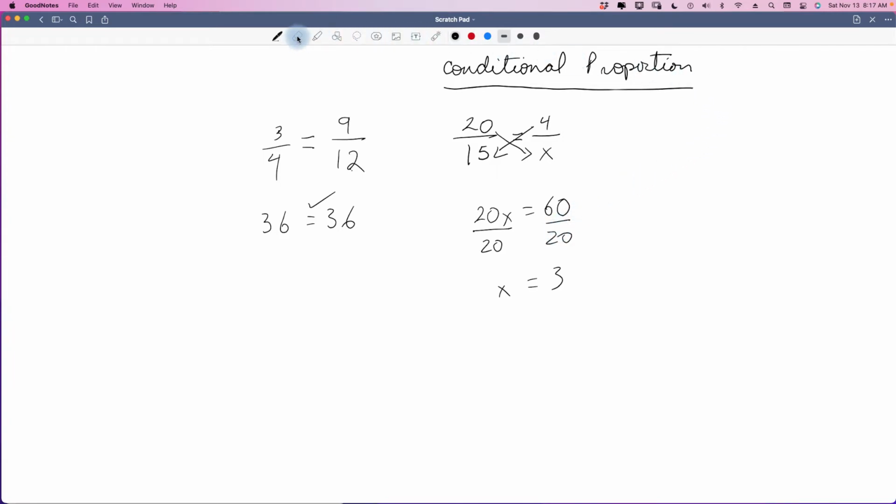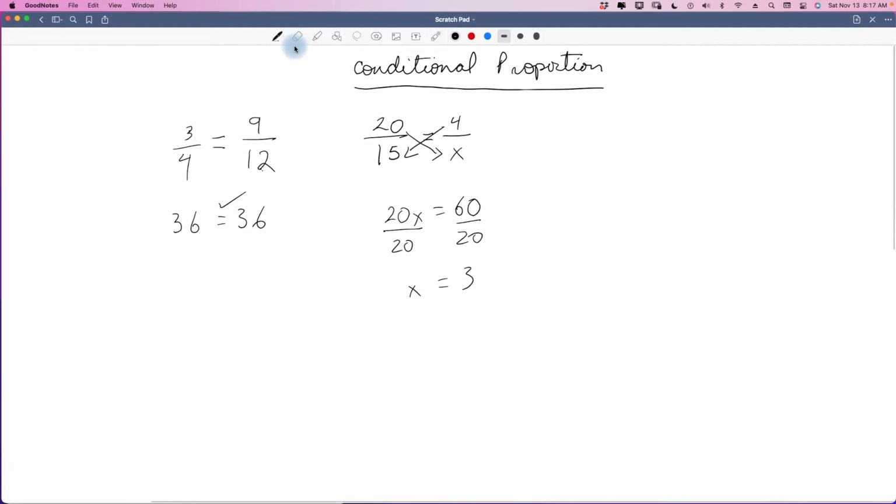Let me erase. Actually, I'm just going to see if I can move over just a little bit. There we go. That'll work.